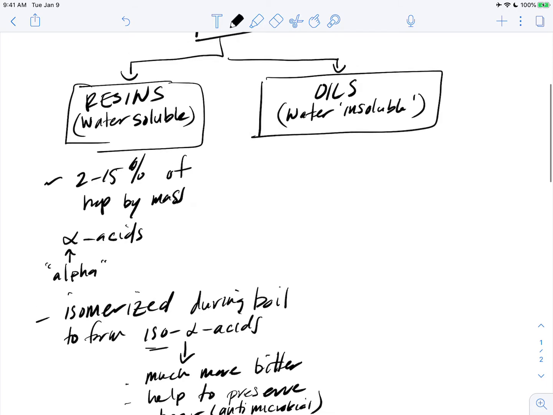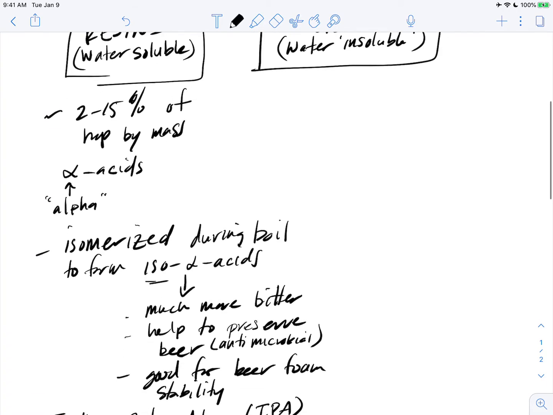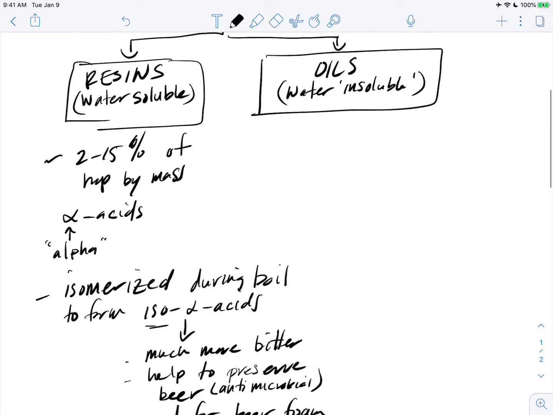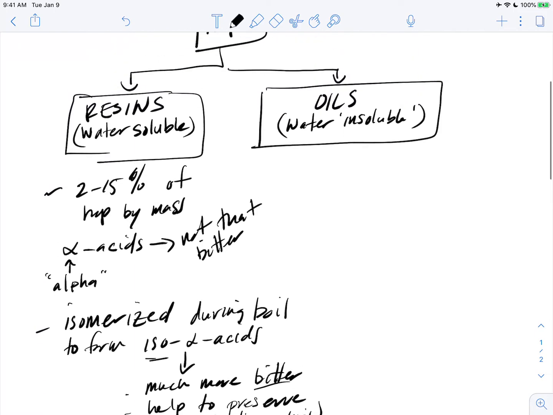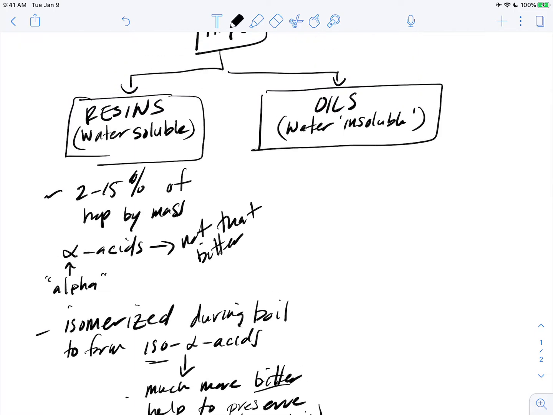So that's important. Resins particularly are useful for the bitterness. Alpha acids themselves are not that bitter, where the iso-alpha acids are much more bitter. So resins are responsible for the bitter taste, as well as some other properties. The oils, on the other hand, because they're water insoluble, are going to come out of solution and you're going to smell them.